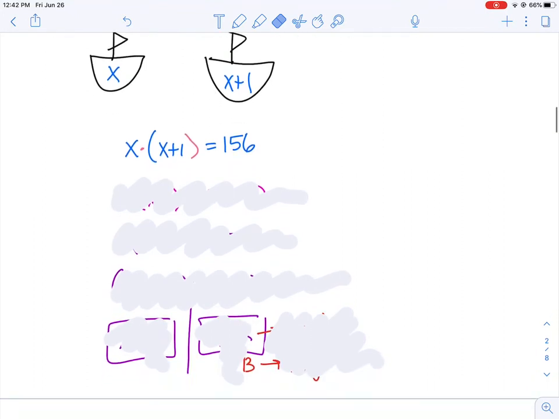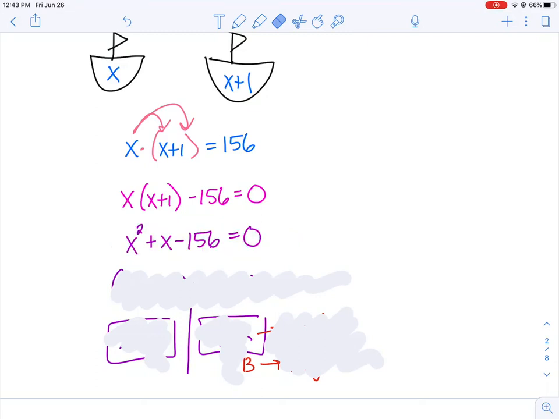All right, this problem isn't just asking us to set up. We actually have to find the two numbers. So we've got to solve for X. What I'm going to do is distribute this X through to my parentheses here. I'm also going to move the 156 over by subtracting so that everybody can be on the same side. After I distributed the X and moved the 156 over and put everything in order to the same side, I ended up with a quadratic, a trinomial of x squared plus x minus 156 equals 0.